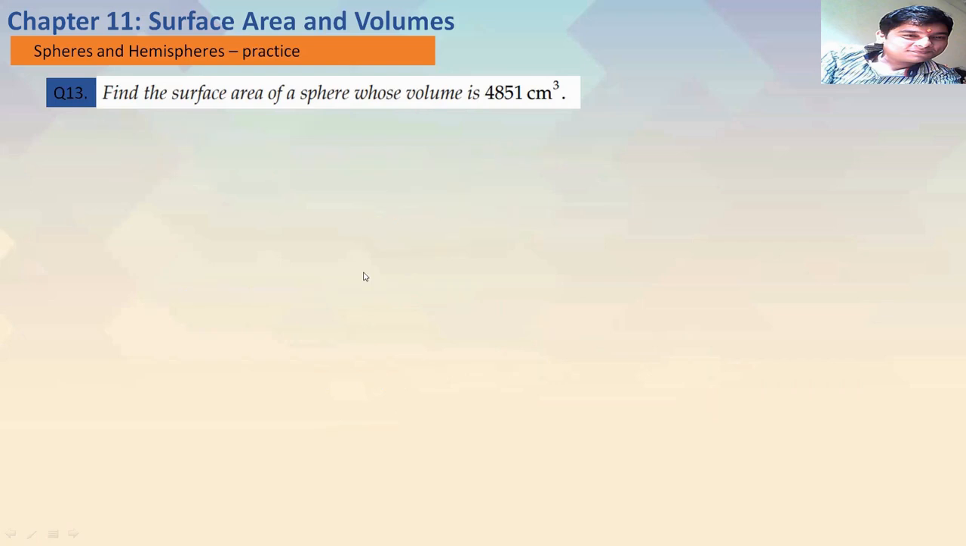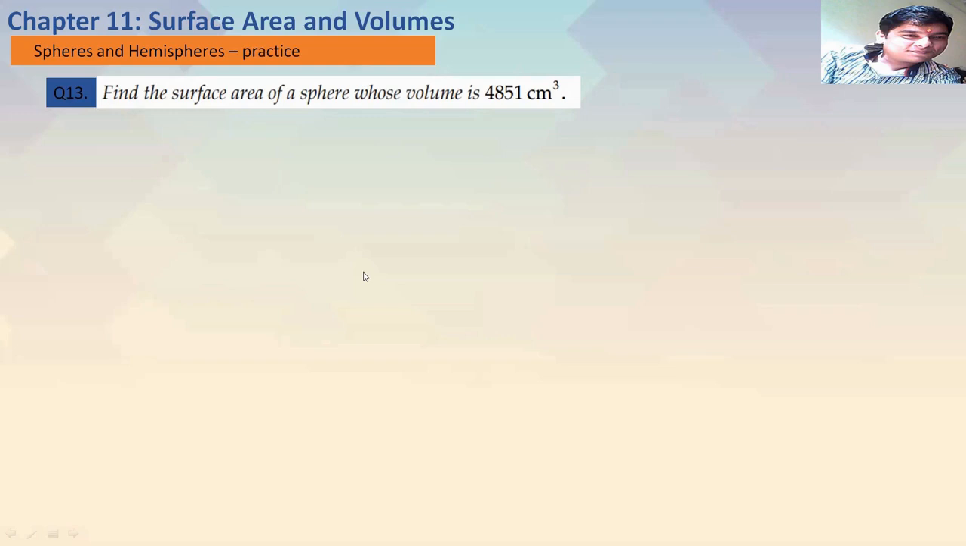Okay, check out this one. Find the surface area of a sphere whose volume is 4851 cm cube. Okay, so what are we going to do here? Oh, surface area. Is the radius given, Anish? No. But to find the surface area, you would need the radius, right? What is the formula for the surface area of a sphere? 4 pi r square. So r is needed.